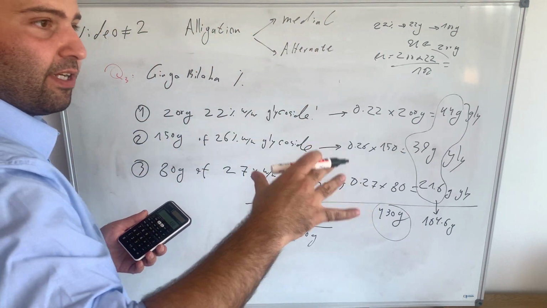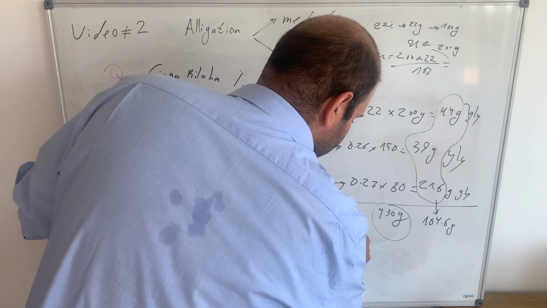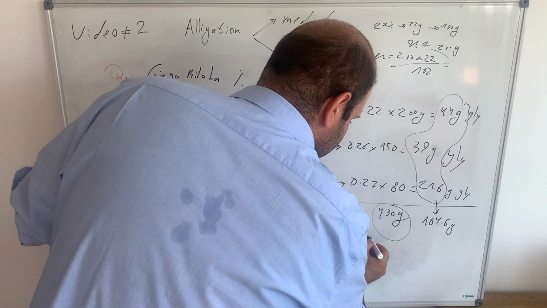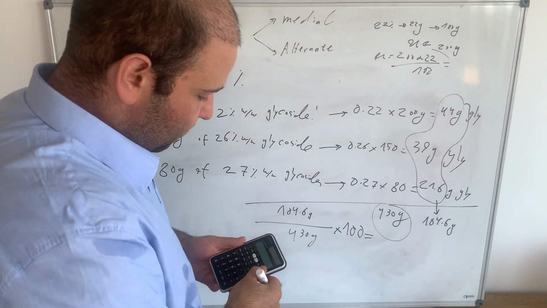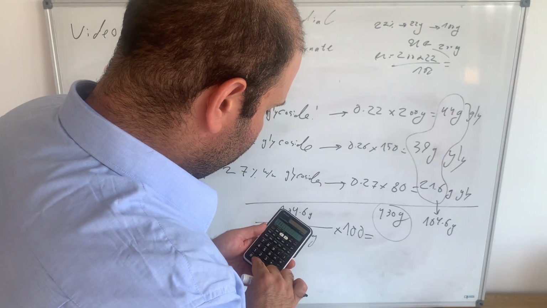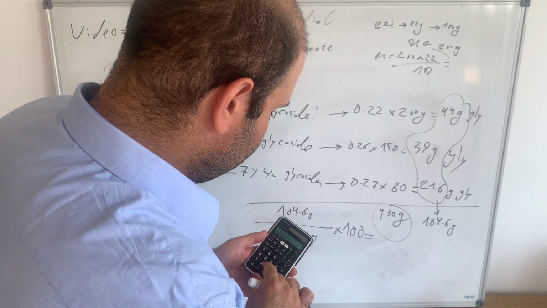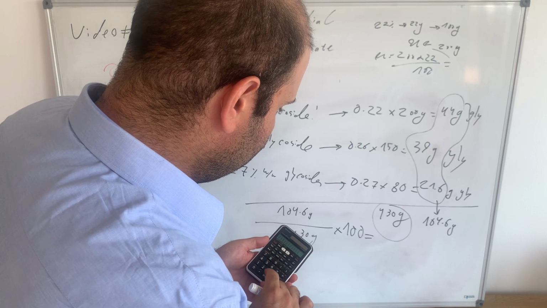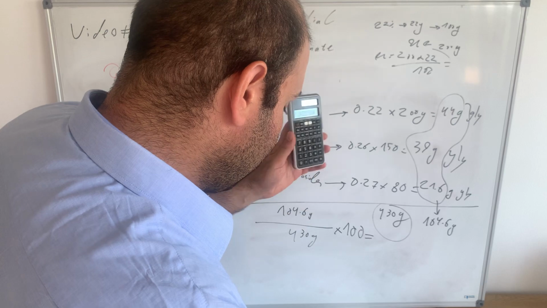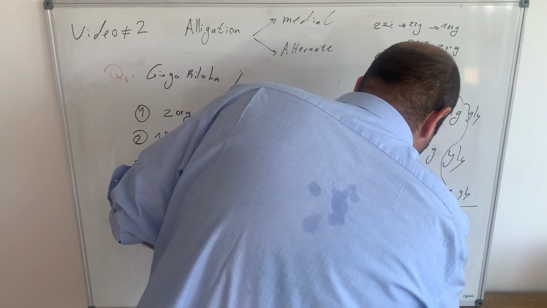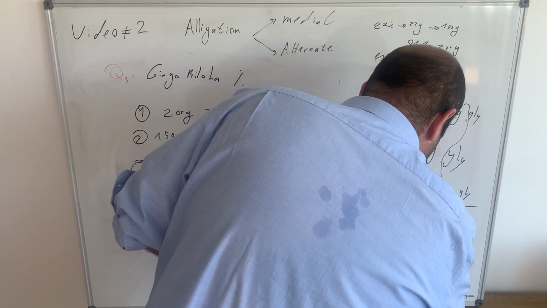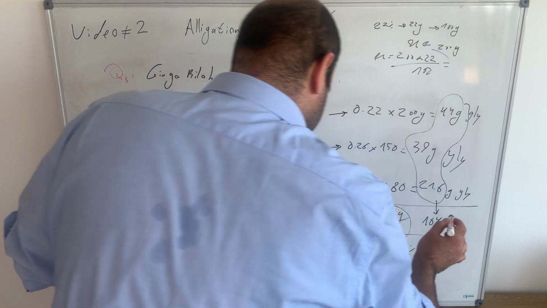What is the percentage of the final product? When we are talking about percentage, it means parts in 100. So the answer would be 104.6 divided by 430 multiplied by 100. The final percentage would be 24.32% weight per weight. This is the answer. Okay?